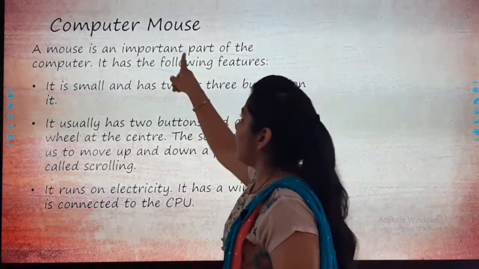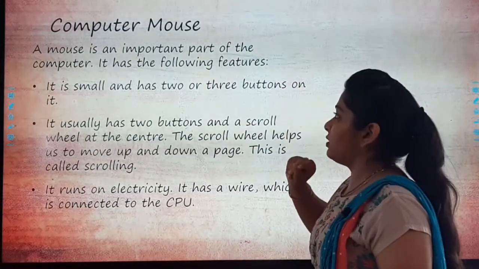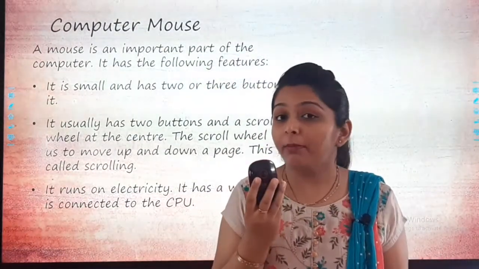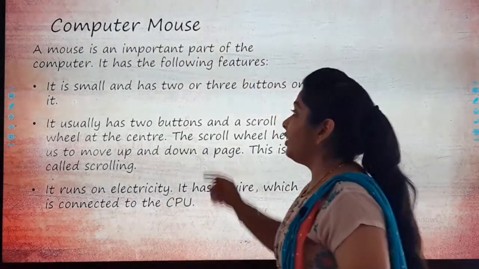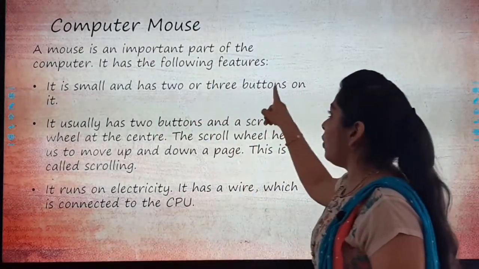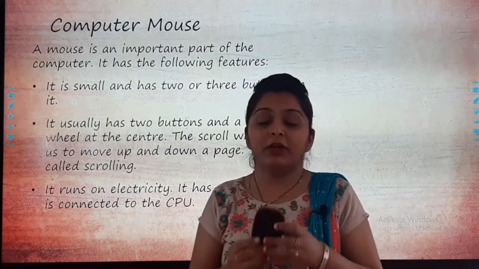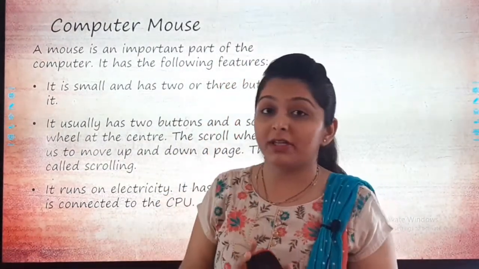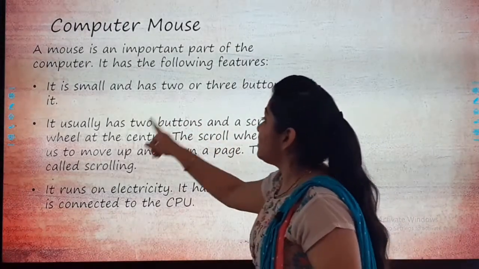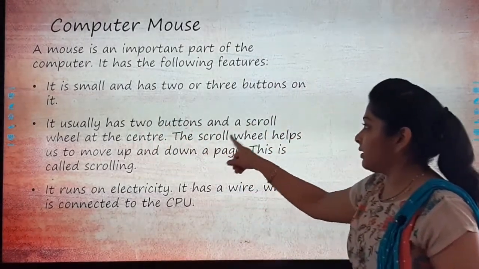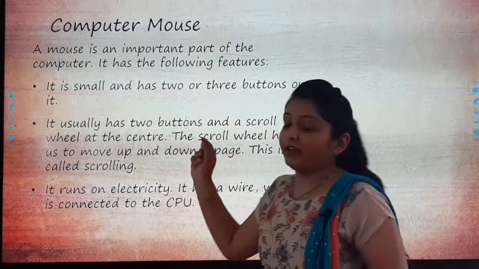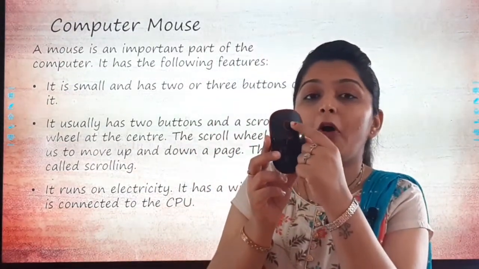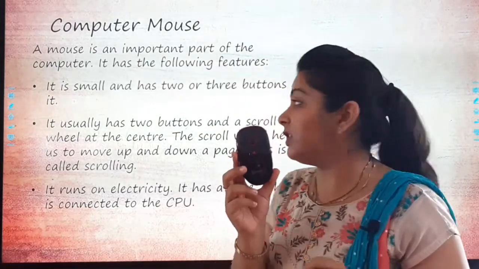A mouse is an important part of the computer. It has the following features. It is small and has 2 or 3 buttons on it. It usually has 2 buttons and a scroll wheel at the center. As you can all see, this is a small scroll wheel at the center.